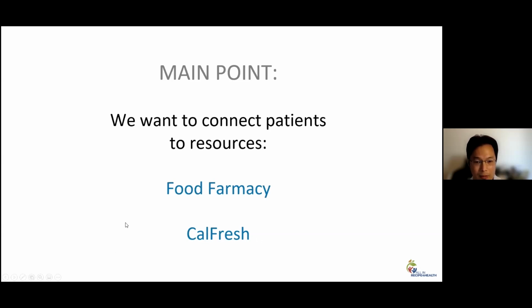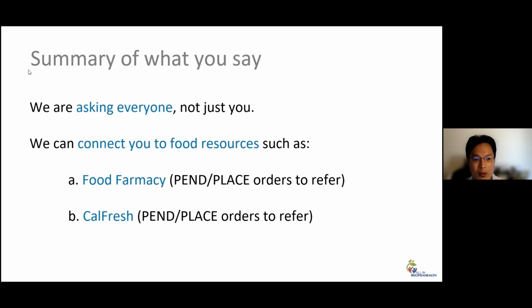And then certainly CalFresh. So the summary of what you say, just to hit it again: we are asking everyone, not just you. We can connect you to free food resources such as the food pharmacy. MAs with pen, prescribers would place the orders, or prescribers without MAs. And you always do CalFresh, you want to offer it. Some patients will say, oh, I already got it. Then you don't have to pen it. If they already have it, no need to pen it or place the order. Or they say, I'd like to learn more, and then you pen it. The eligibility team will follow up. Your role is to just identify the patients and get them support.